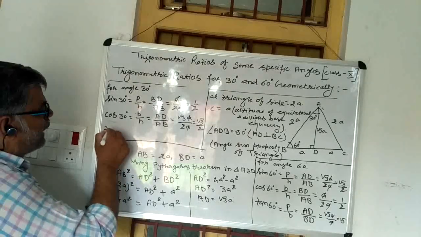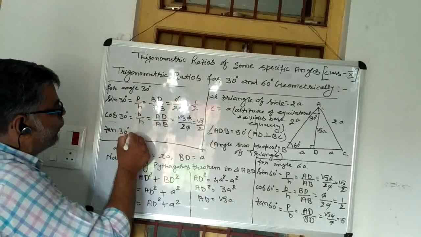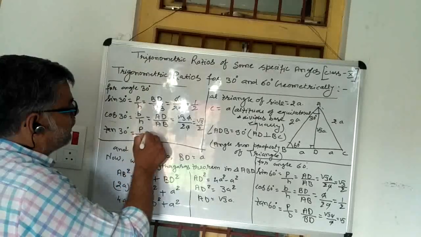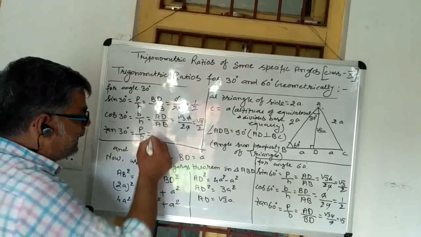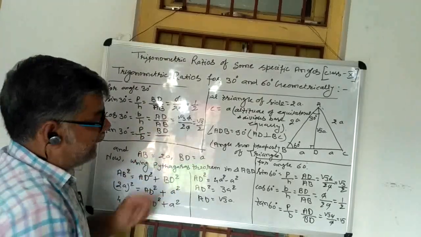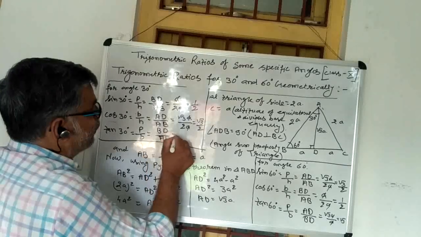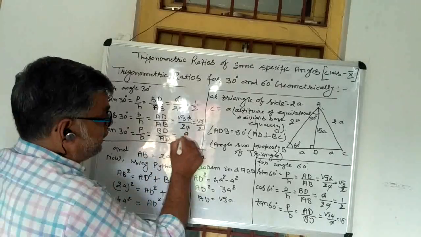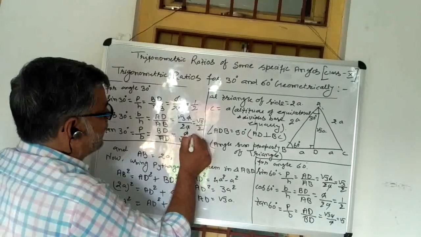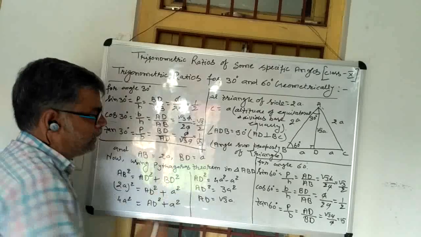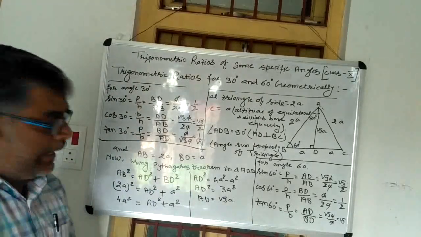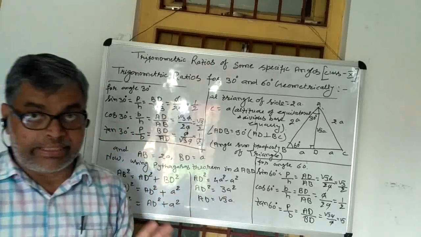Now similarly for tan 30 degree, we have P by B, and perpendicular is BD, BD by base AD. So our value will be A by root 3A. So A will get cancelled, that is 1 by root 3. So this is the value for trigonometric ratios sine, cos and tan for the angle 30 degree.